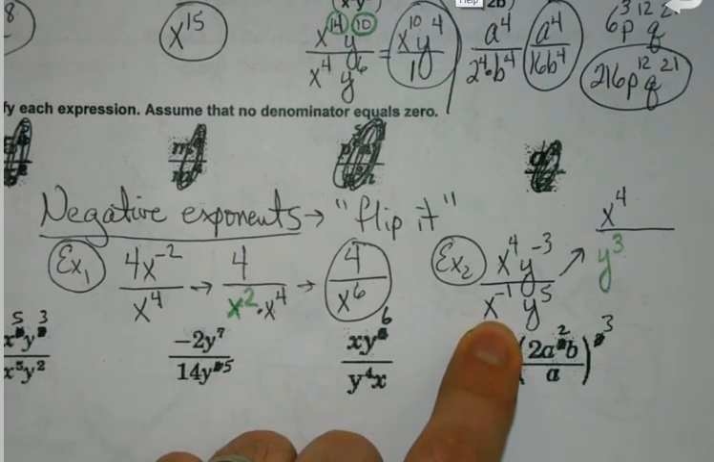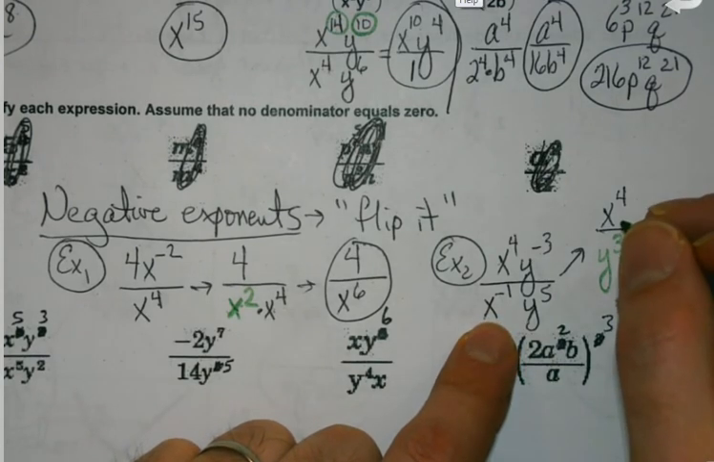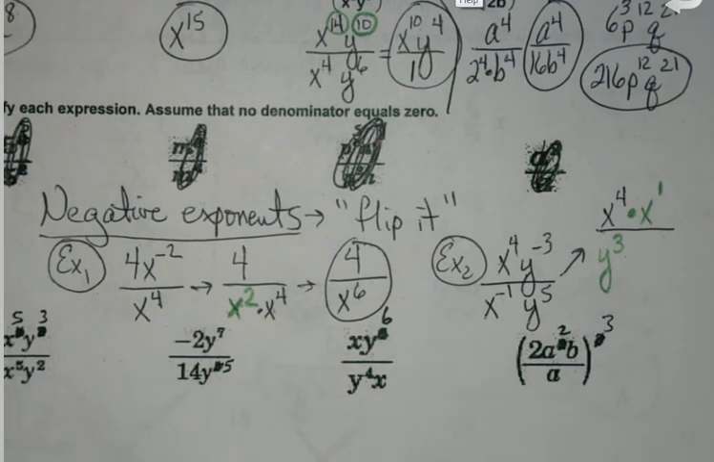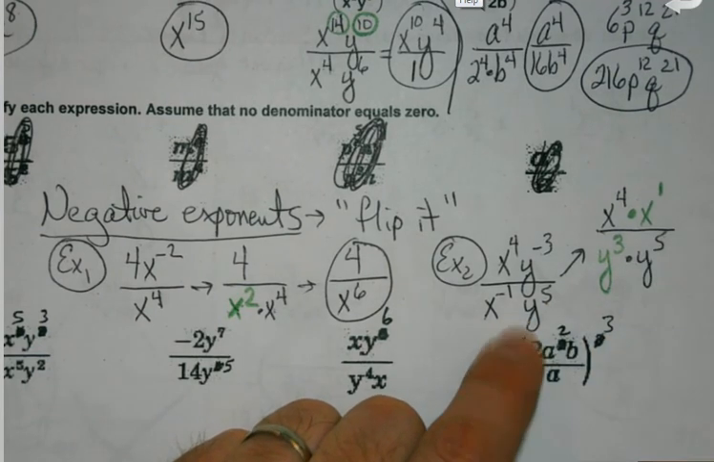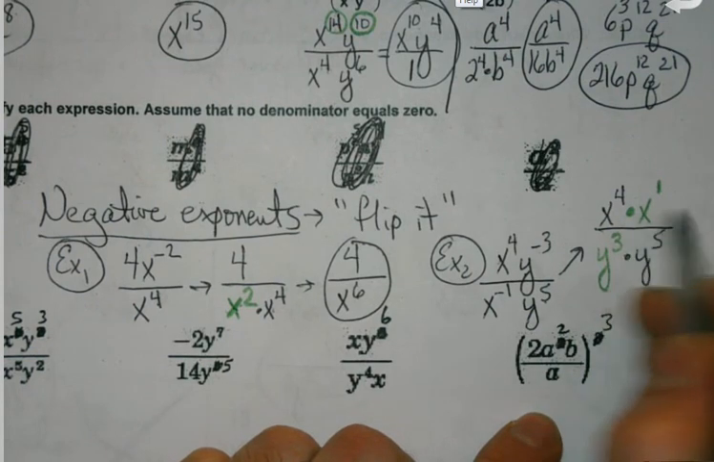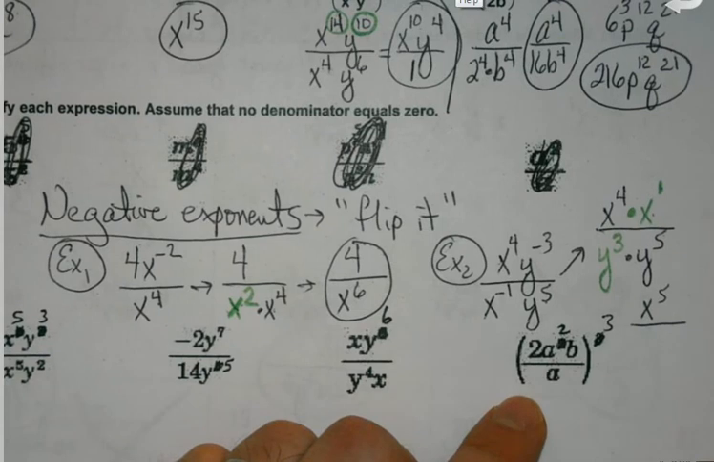X to the negative 1, does that need to flip or does that get to stay? Yes, it gets to flip because it was negative. So does y to the fifth need to flip? No. And you're like, am I done? Almost. Now I'm multiplying, so I'm just going to add the exponents. They're both x. So 4 plus 1 is x to the fifth. 3 plus 5 is y to the eighth.